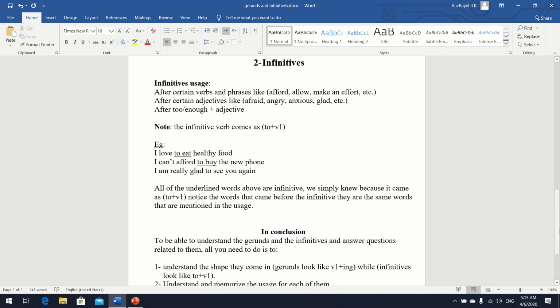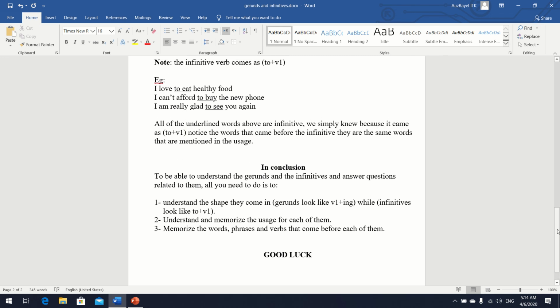After certain adjectives like afraid, angry, anxious, glad, etc. After too, enough plus adjective. So after these situations, we put an infinitive. And you can find the words and the phrases and the adjectives that come before the infinitives in your student's book in the blue box. So note, the infinitive verb comes as 2 plus verb 1.